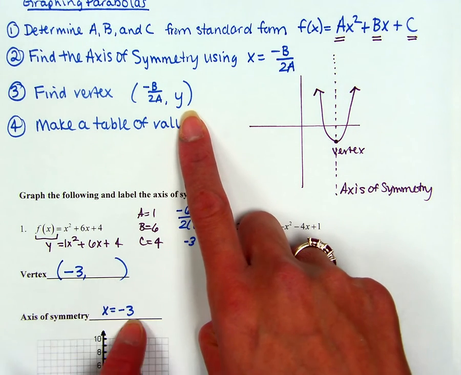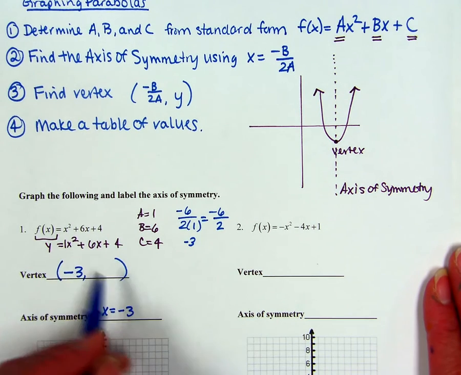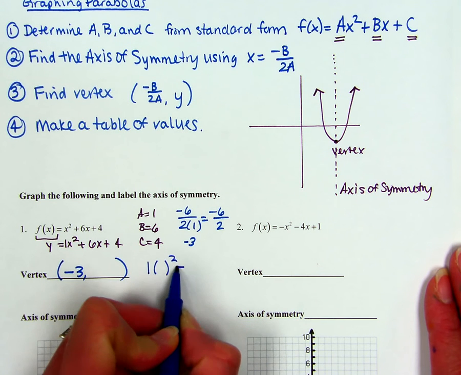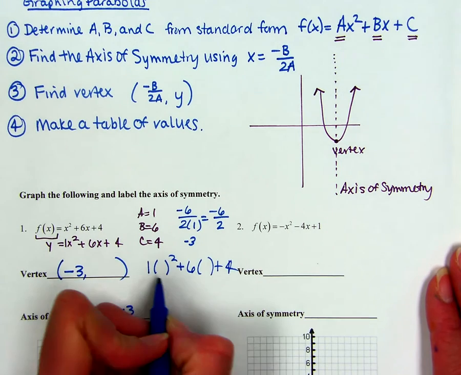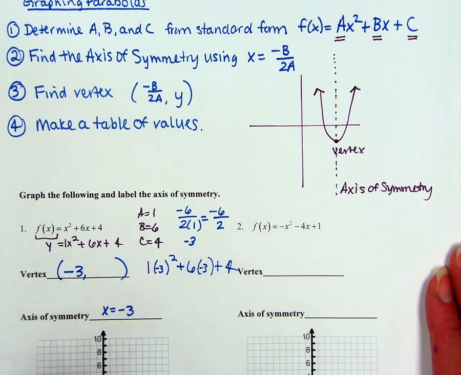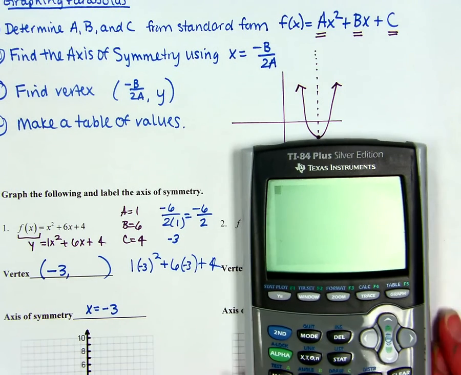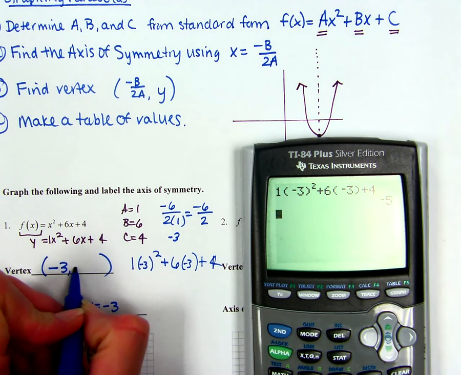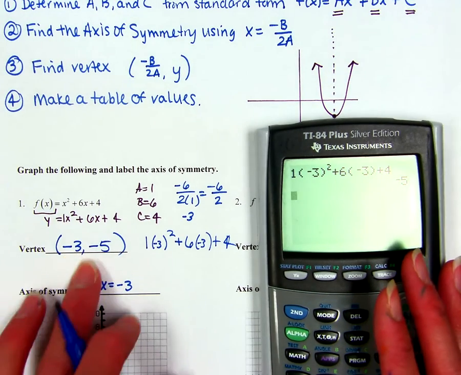So to find what y is, we're going to take that number and substitute it into this equation. Everywhere you see an x, you're going to replace it with a negative 3. So if you want to do 1x squared plus 6x plus 4, that's good. Or you could just leave off the 1. But I'm going to substitute in negative 3 here. Make sure you do it in both places that you have an x, and then I'm going to use my calculator. So I have 1 times negative 3 squared plus 6 times negative 3 plus 4. All right, that gives me negative 5. So I've determined that my vertex is at negative 3, negative 5.